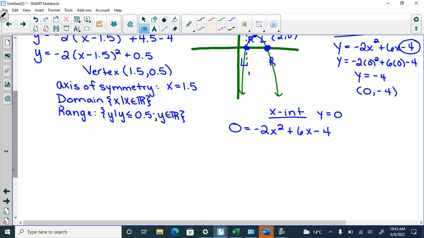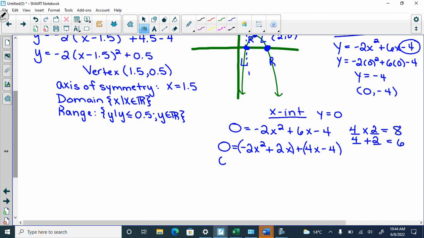So when I go to factor this, I'm going to say what times what equals +8, because I multiply the front and the back, and what plus what equals 6. And so I'm going to get 4 and 2. So I'm going to get 0 equals -2x squared plus 2x plus 4x minus 4. If you're someone who still can't factor, there's no better time than the present to admit that. Come get help, okay? You're going to need it for both 30-1 and 30-2 next year.